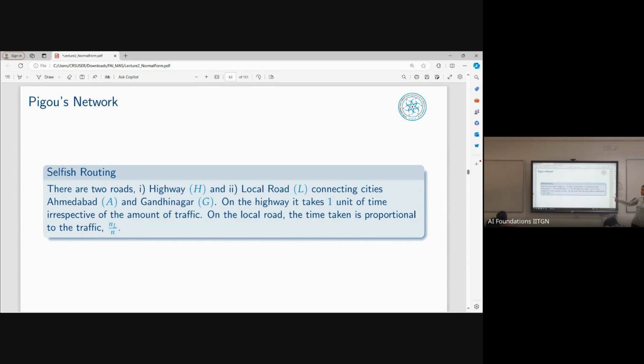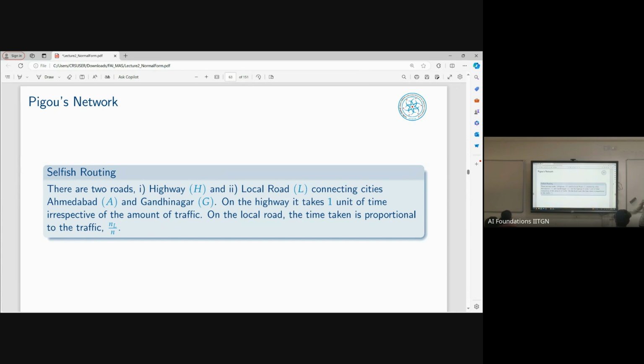Right? So there are two roads. One is a highway, and the other is a local road connecting the cities Ahmedabad and Gandhinagar. I guess we have more than two roads, but let's keep this for now. On the highway, it takes 1 unit of time irrespective of the amount of traffic. So the idea is to have a very large highway so that it can hold a lot of traffic. Irrespective of the amount of traffic, everybody takes just 1 unit of time, could be 1 hour, 1 minute, 1 second.